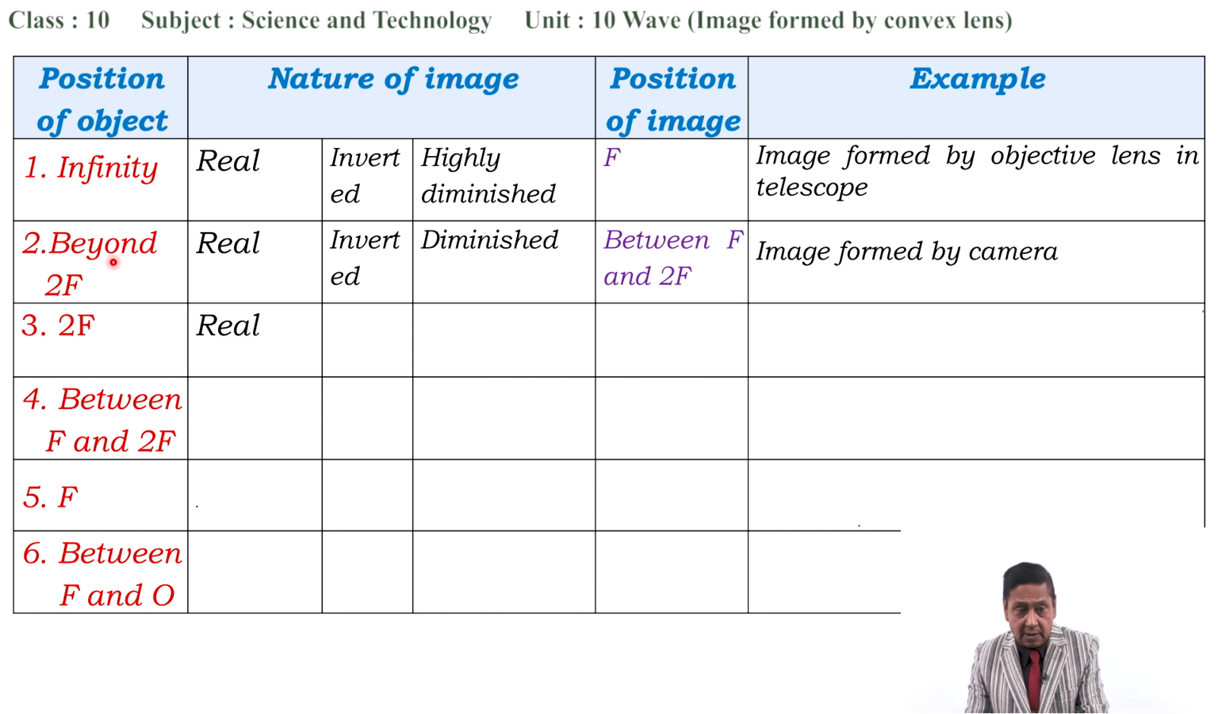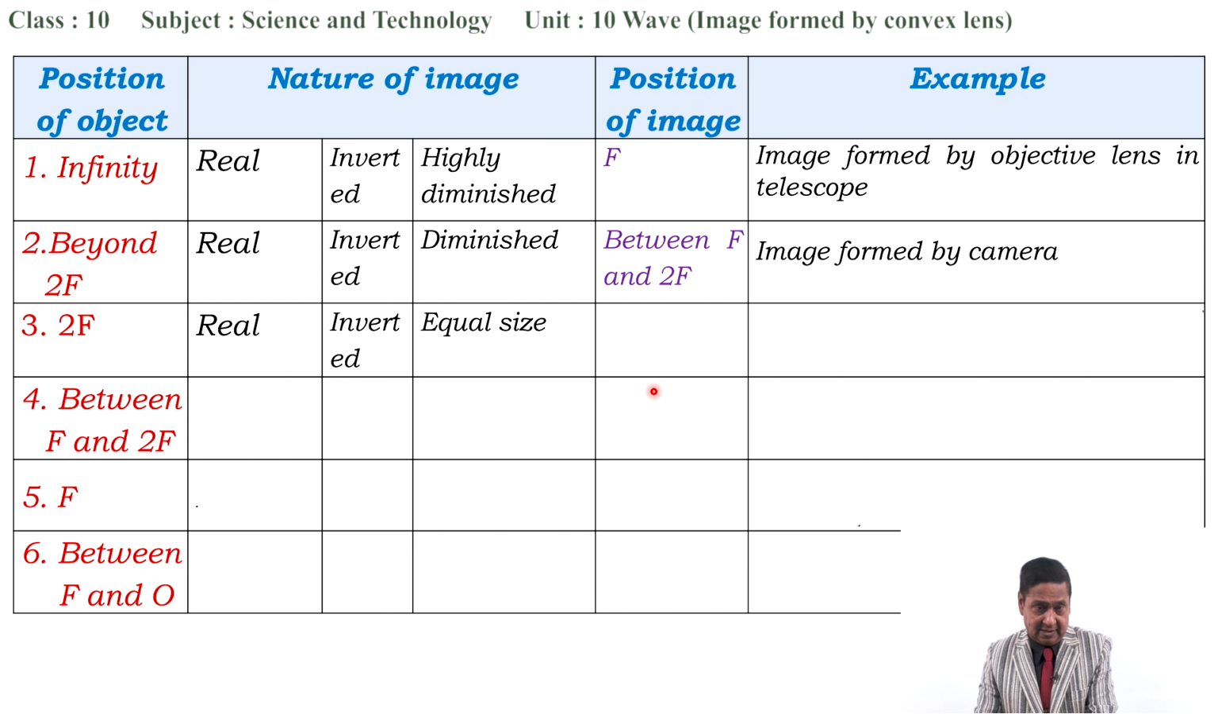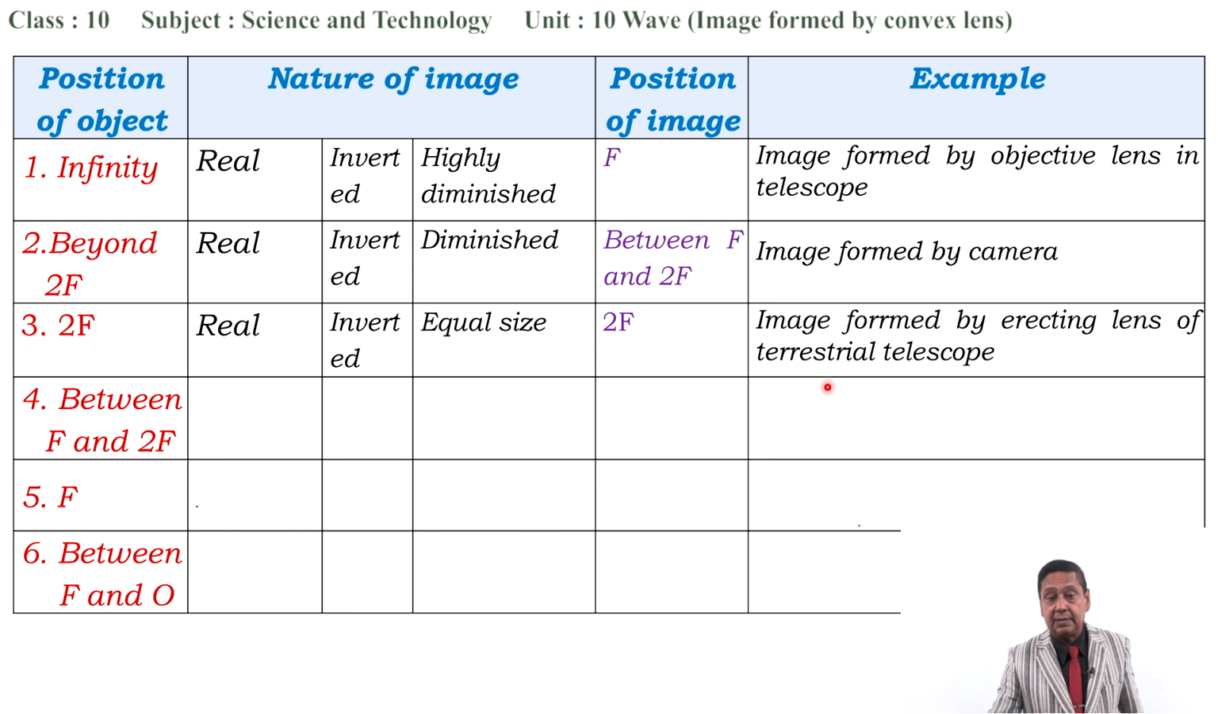And the third one, real, inverted, and this is equal size. Now this image forms at 2F. Now the example is the image formed by the erecting lens of a terrestrial telescope. A new instrument is coming. This is a telescope, here the terrestrial telescope. What is the difference between these two?